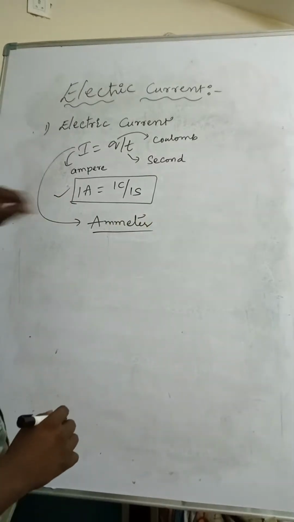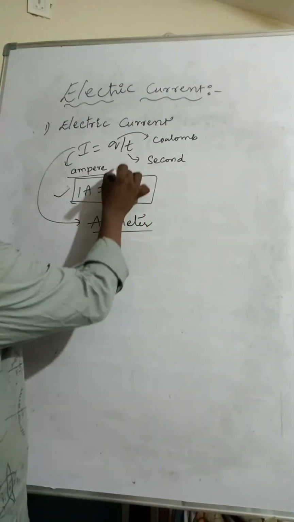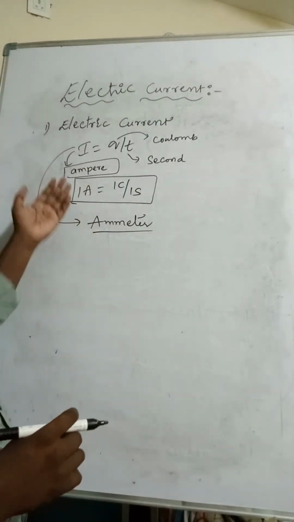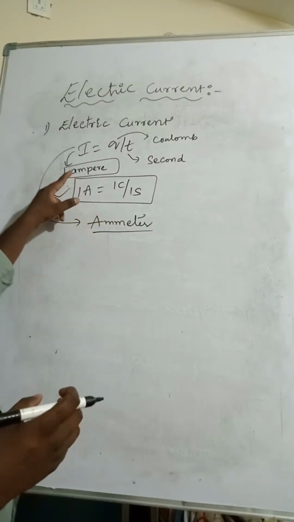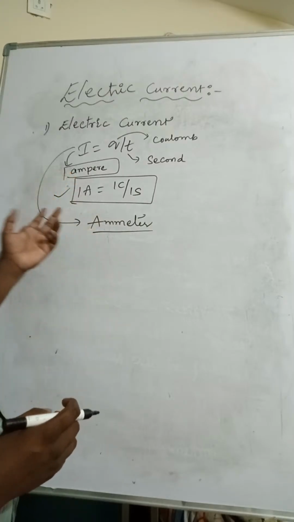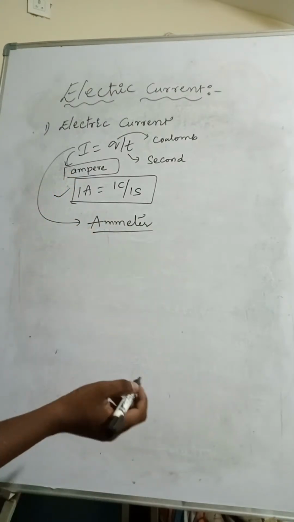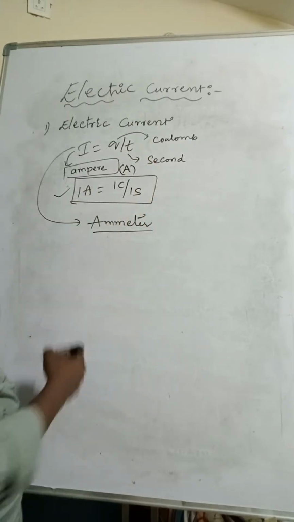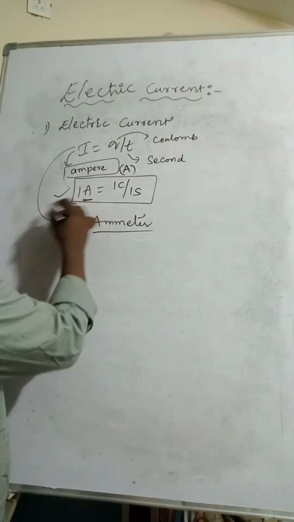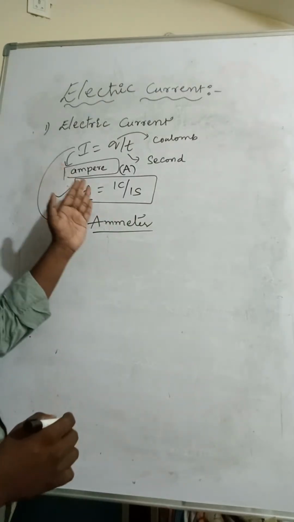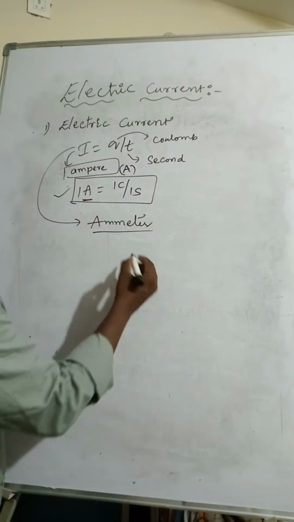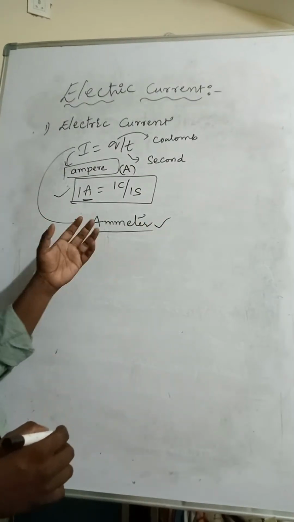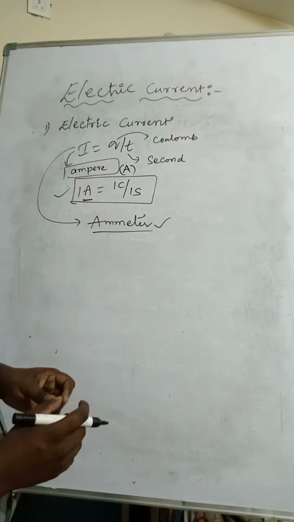Here, ampere is written with a small letter at the start. On honoring the scientist, we write the unit with a small starting letter. But while representing the symbol, you write capital A. So 1 ampere equal to 1 coulomb per 1 second. Which device is used to measure electric current? Ammeter.